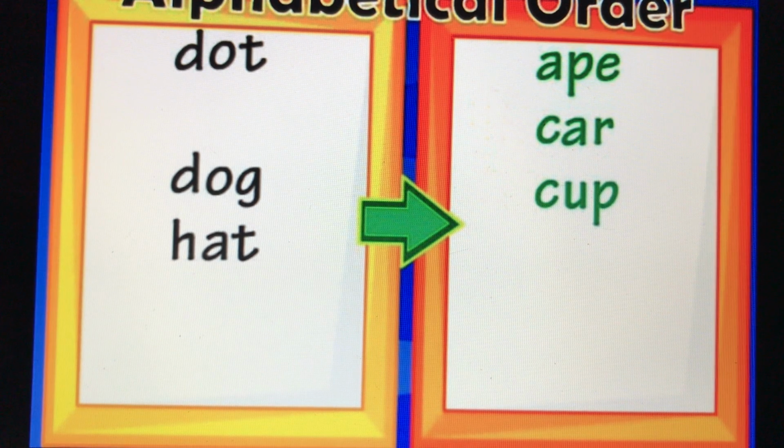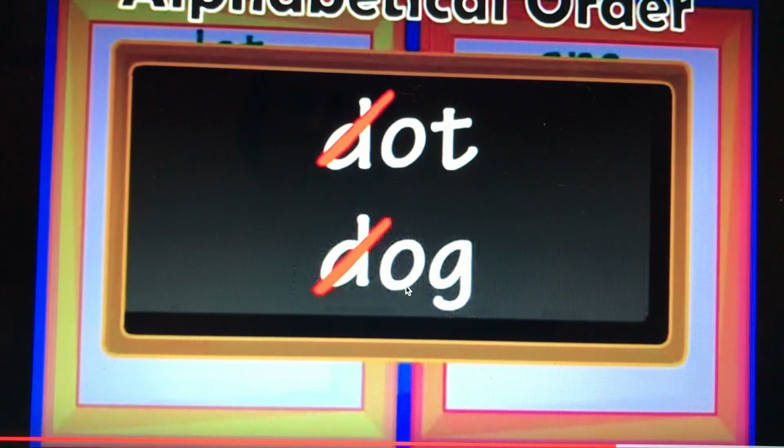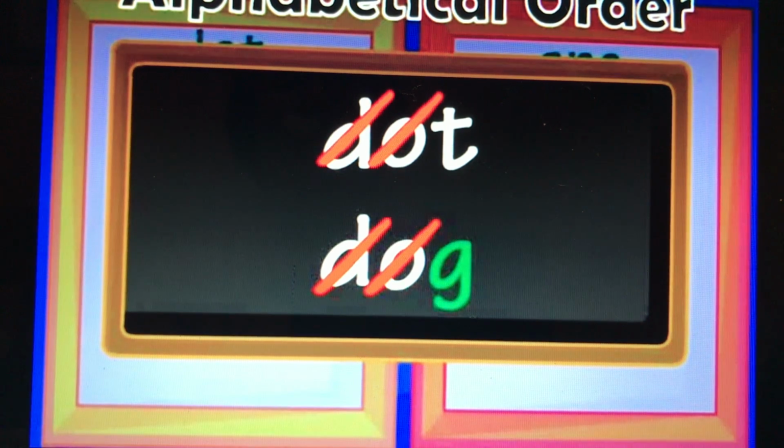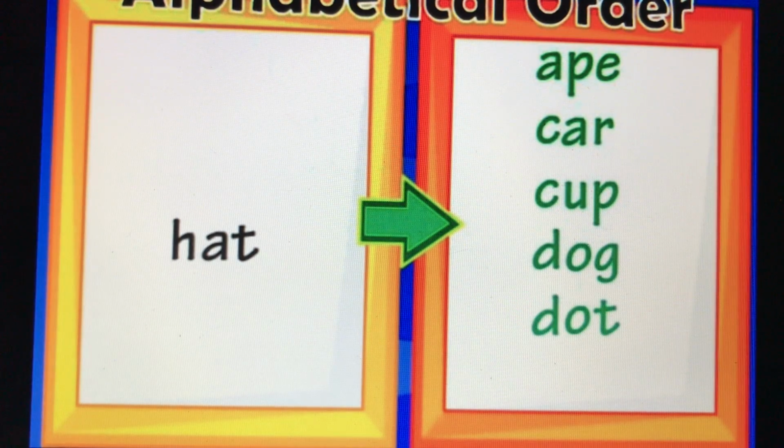Okay. Next are D words. Oh, look, we have two again. We know what to do. So we'll ignore the first letter and, oh, the second letter is the same too. No problem. We'll just ignore the second letter too and try the third letter. G and T. G comes first in the alphabet, so that's our next word. Dog goes here, then dot goes right behind it.